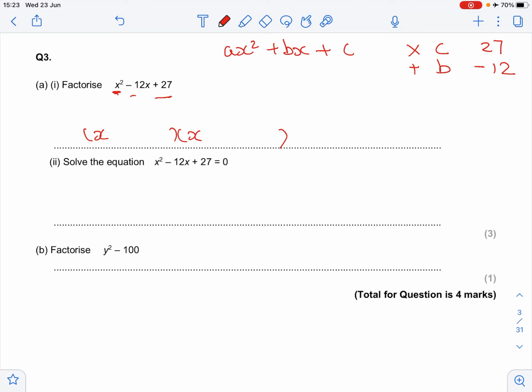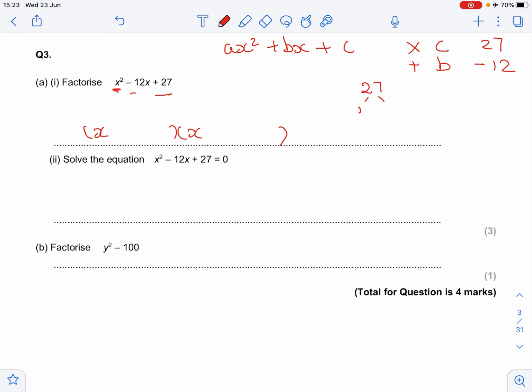So we start by writing down the factors for 27. So 2 numbers multiplied together give you 27. So we can have 1 and 27, so that's not right.